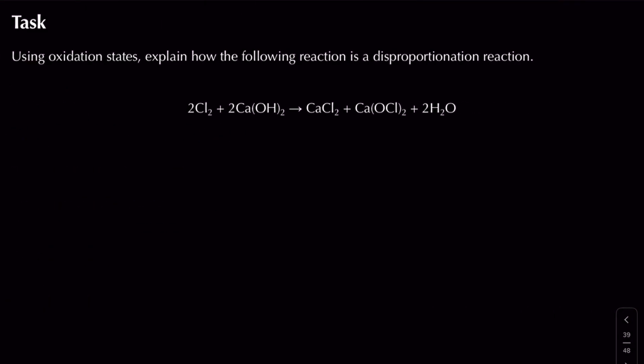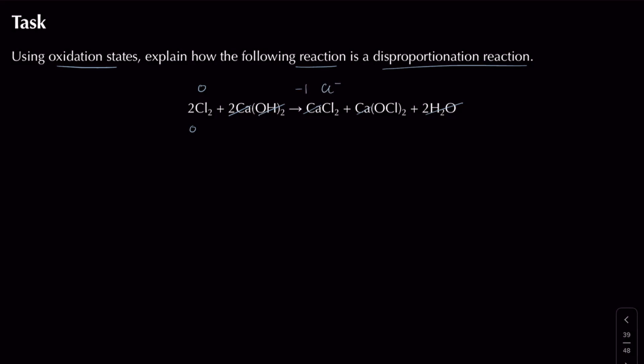Now that's done, feel free to pause the video and have a go at this slightly more challenging one. Resume once you're ready to go over the answers. So yeah, we're told again to use oxidation states to explain how the following reaction is a disproportionation reaction. Now, chlorine over here is going to be 0, calcium's +2, oxygen is going to be -2, and then hydrogen's +1. Calcium, oxygen, hydrogen, they're not changing, so we don't need to worry about those at all. If you were to look at chlorine though, chlorine on the right, it's going to be -1 over here because we've got chloride ion.